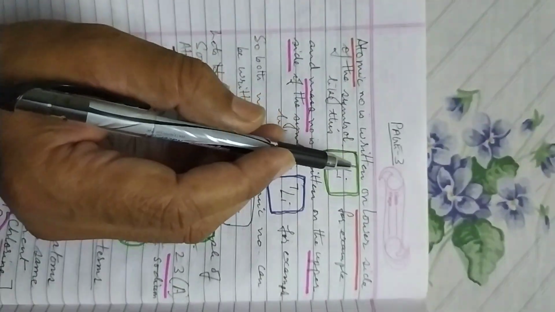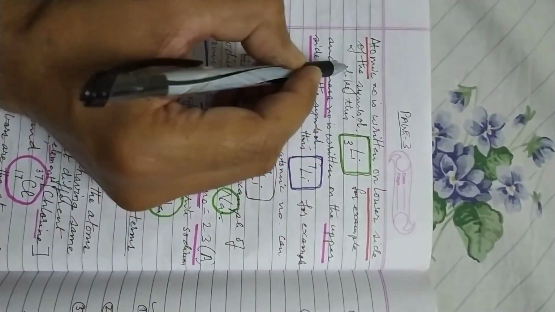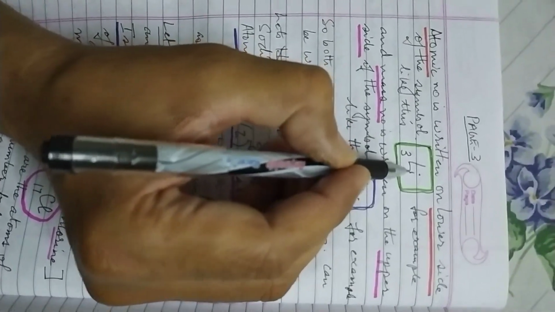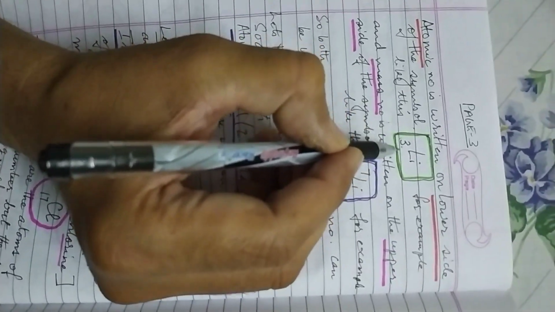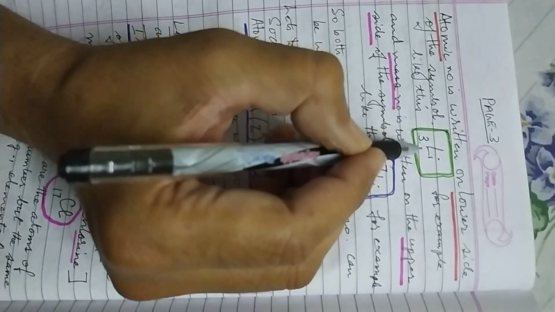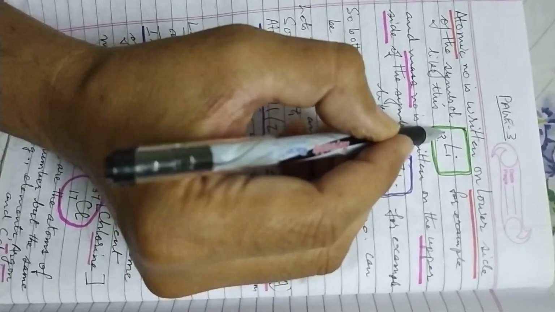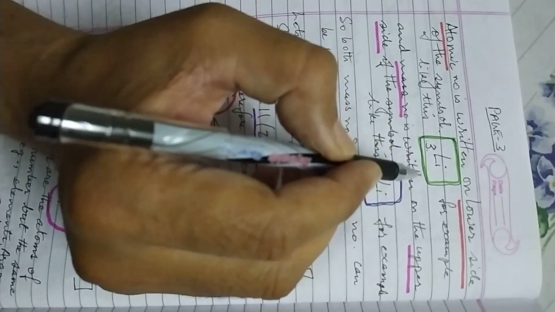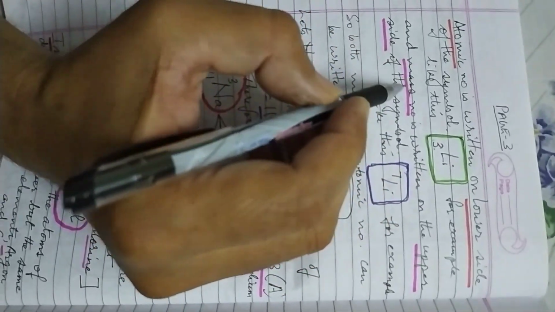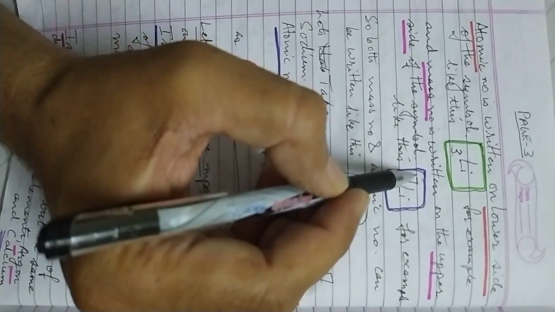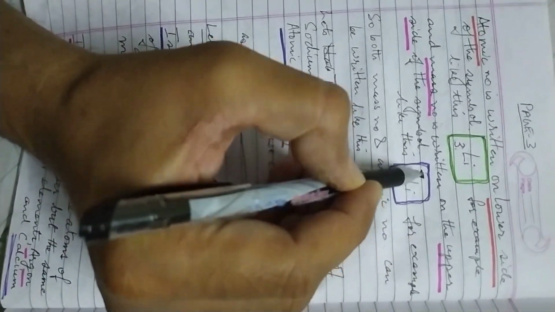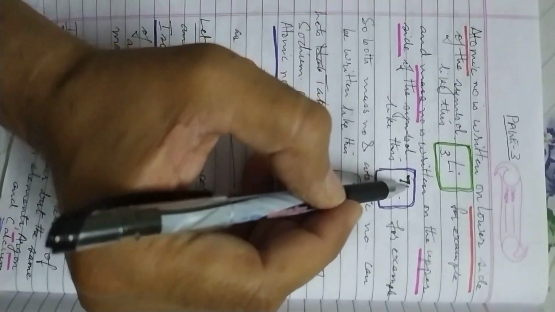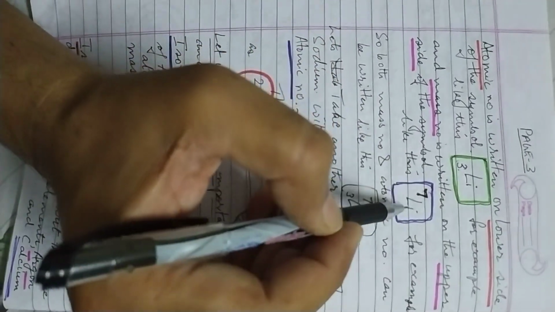Atomic number is written on the lower side of the symbol. So we see in lithium the atomic number was 3. It is written on the lower side of this symbol. For example, and mass number is written on the upper side. You can see here that mass number 7 has been written on the upper side of the symbol Li, like this, for example.